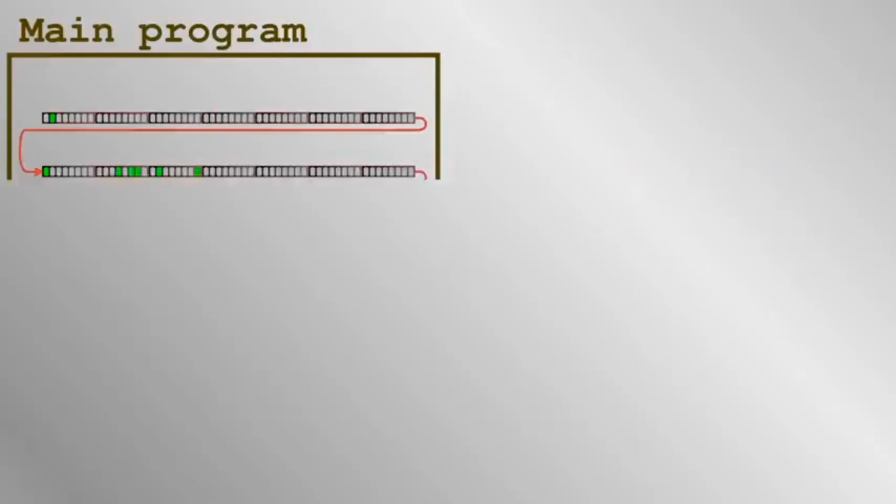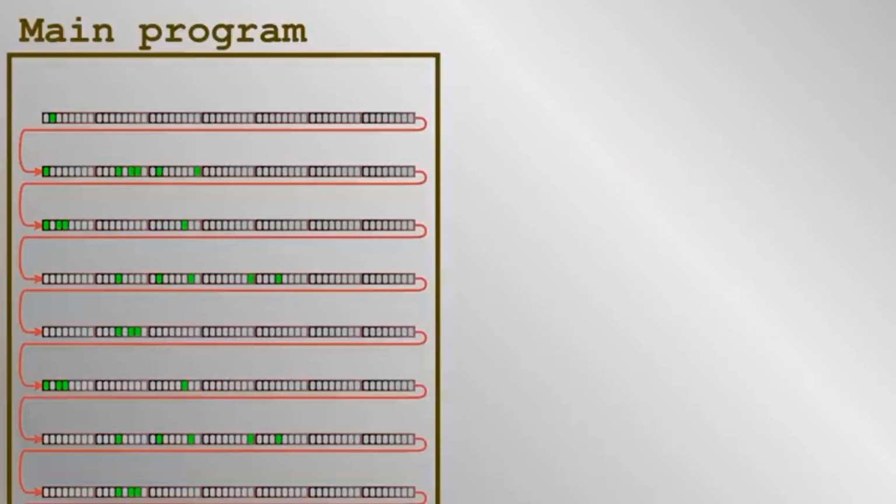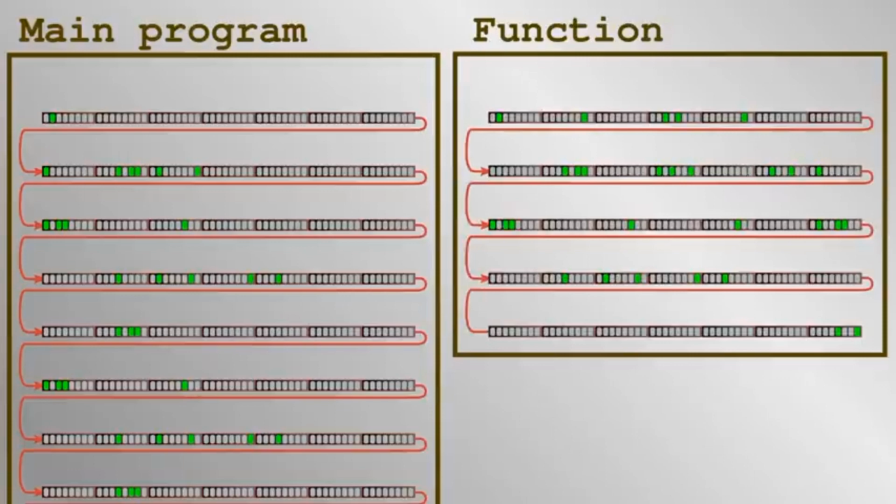Say that a program needs to evaluate the square root of different numbers repeatedly. The instructions which comprise the square root function need only be stored in memory once.